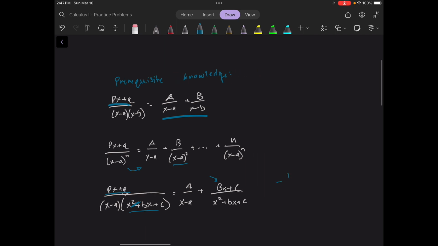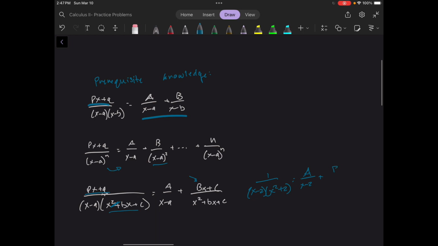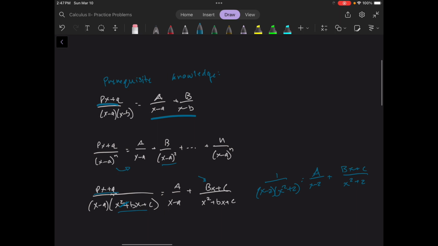So for example, if you have like 1 over x minus 2 and like an x squared plus 2, right, that's going to factor to be some constant a over x minus 2, and then some, not b, but some bx plus c over that x squared plus 2. And like this b and this b are not the same. This b is representing like some constant that we don't know, and this is just whatever's in front of the linear term. Same with the c and c.